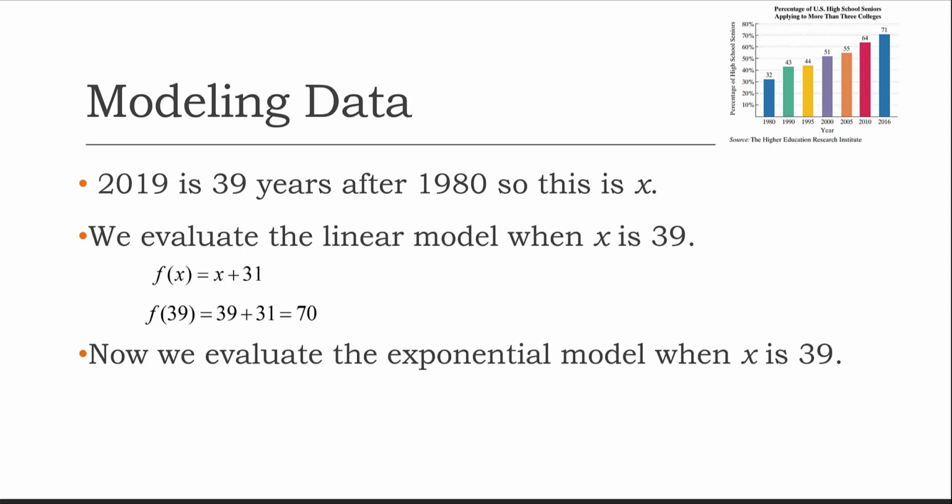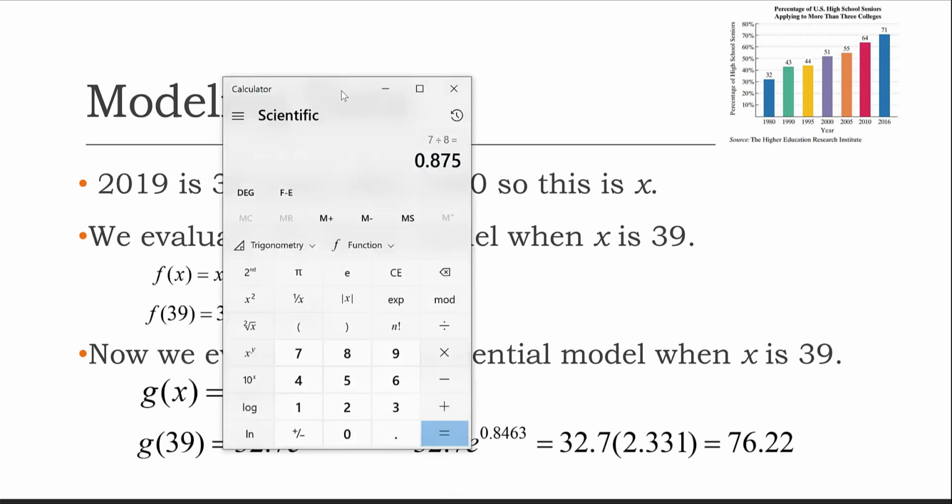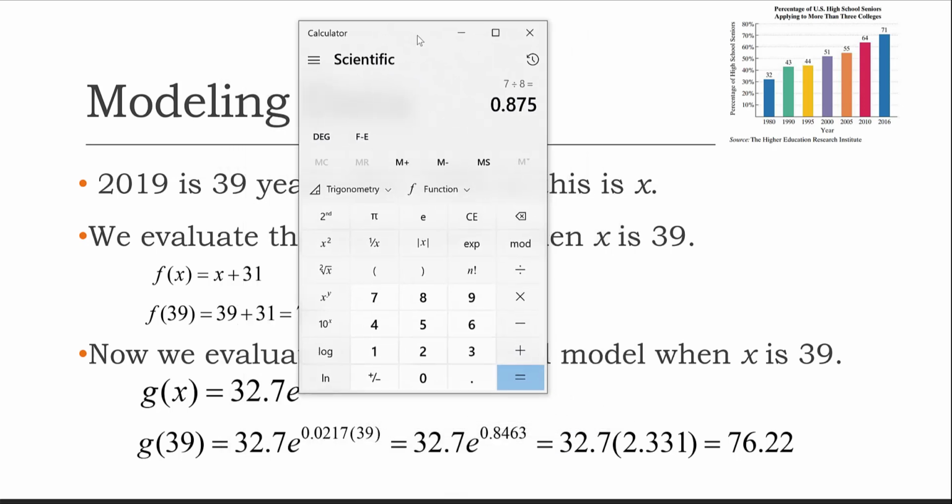Now let's do the exponential model, again when x is equal to 39. Now I'm going to pull up the calculator. I'm going to let you see the calculations here, but I'm also going to pull up the calculator. And remember, we saw base e both in Unit 2 discussion when we did continuous compounding, and we also learned about it in this unit when we learned about exponential functions.